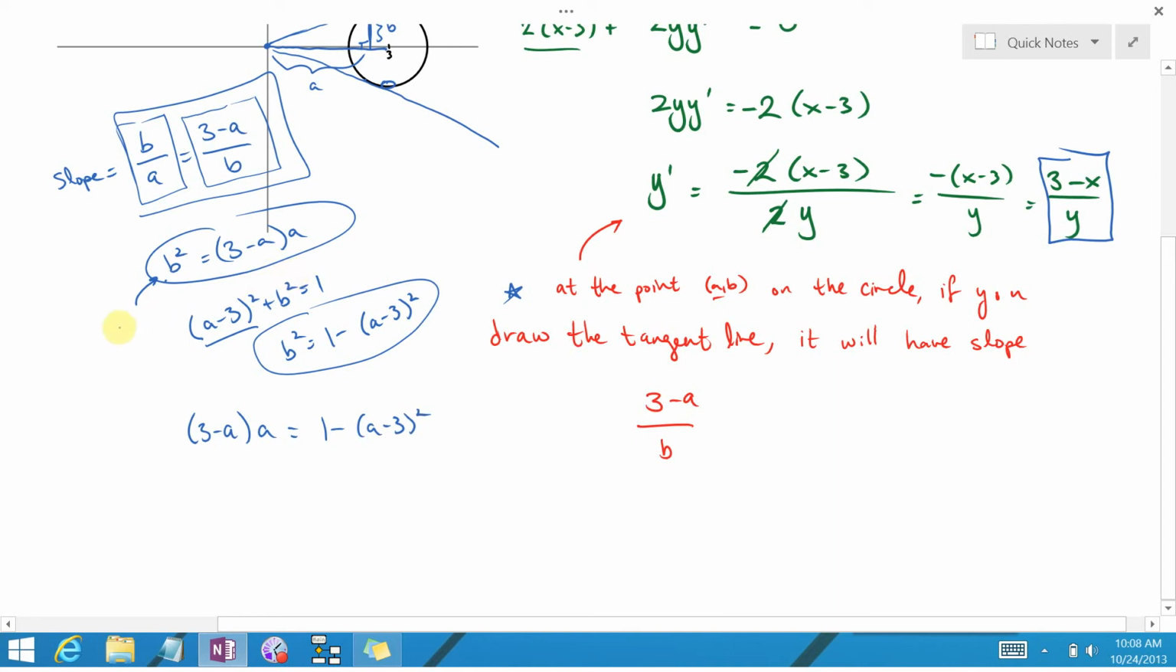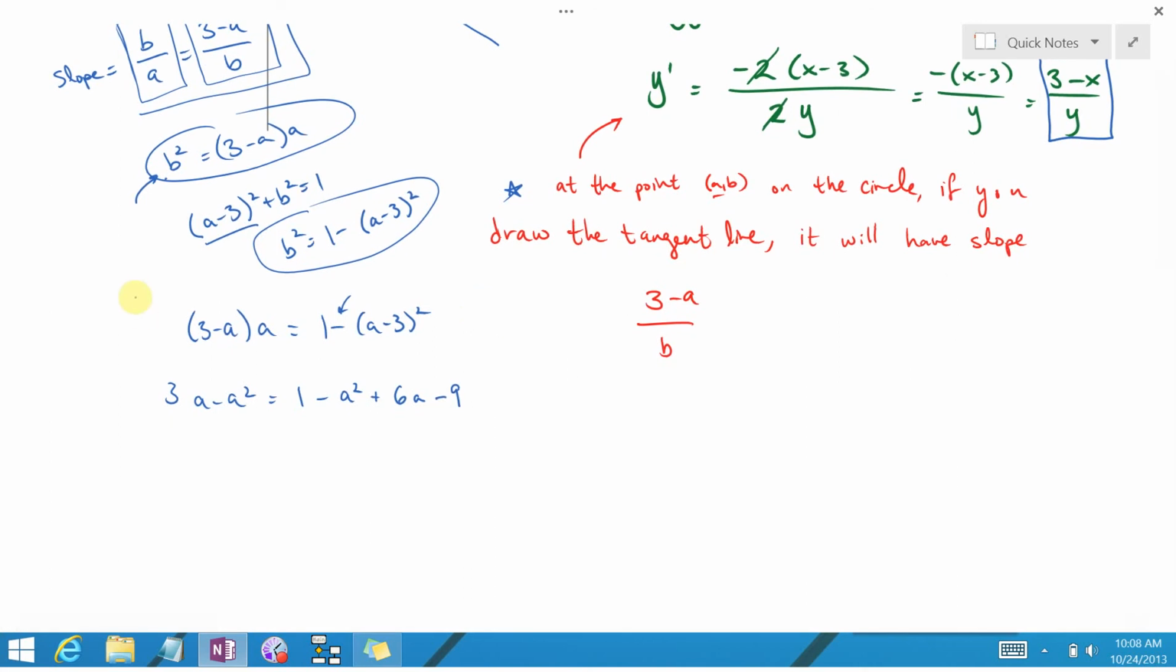Okay, let's actually FOIL these things out and expand them. 3a minus a squared equals 1. And let's see, I hope I don't make a mistake here. I'm FOILing and I'm distributing this minus 1 right here. That should be a squared. That would ordinarily be negative 6a, but there's a minus sign, so that's plus 6a. And then that would be a plus 9, but we're subtracting, so that's minus 9.